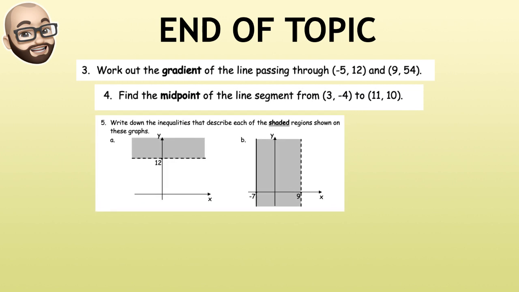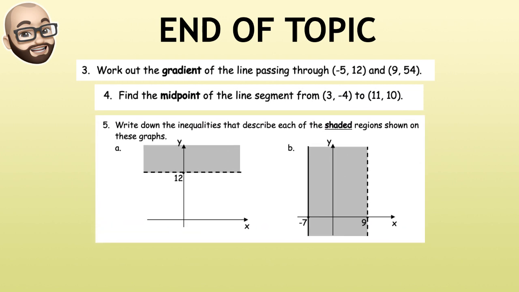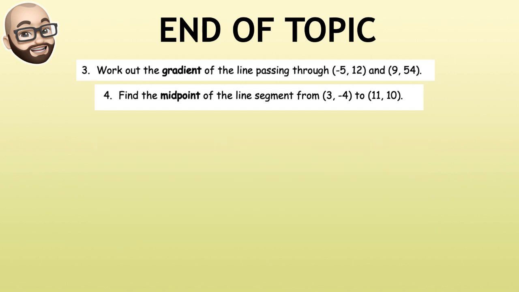Question 5, this is quite recent stuff. This is inequalities. It says write down the inequalities that describe each of the shaded regions. The key numbers are on there. The first one's just going to be one single inequality. The second one, you might write as 2 inequalities, or you might write it as 1 inequality with 2 inequality signs because it's in between 2 numbers. You can see that we need to be between -7 and 9, so just think carefully about how you're going to write that inequality out.